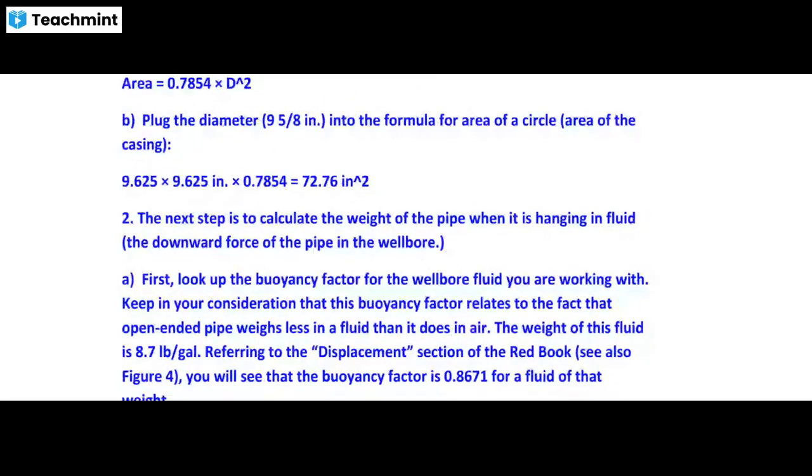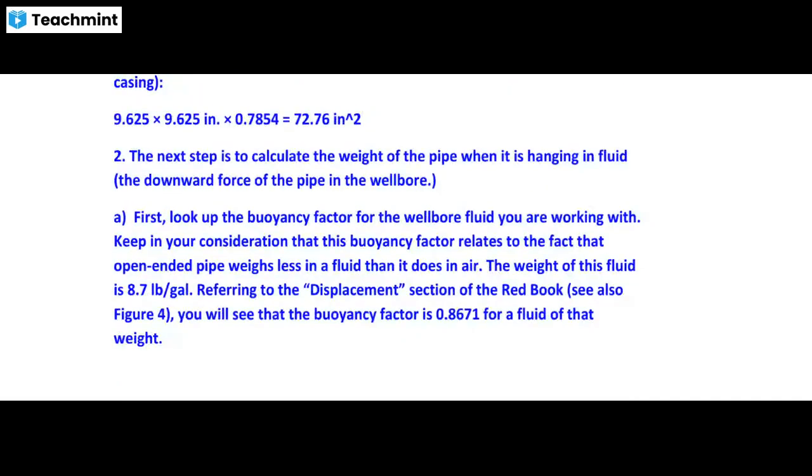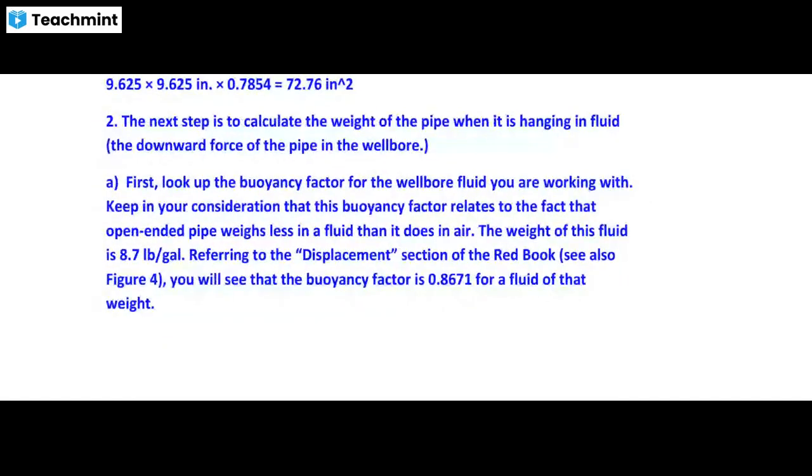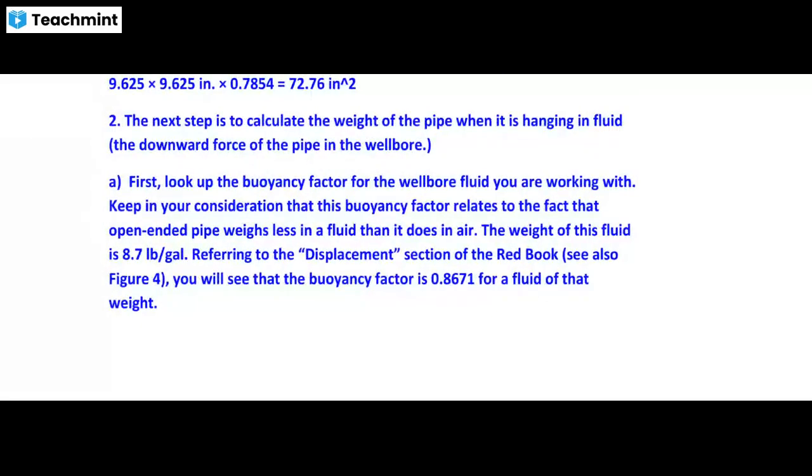Next, you have to calculate the weight of the pipe when it is hanging in the fluid, that is the downward force of the pipe in the wellbore. Therefore, you work out the buoyancy factor of the wellbore fluid. We have to calculate with the weight of this fluid, 8.7 ppg. Therefore, from the discipline section of your red handbook, you will get the buoyancy factor of 0.867 for the particular fluid weight. So this is calculation number 2 regarding the buoyancy factor of the wellbore fluid.